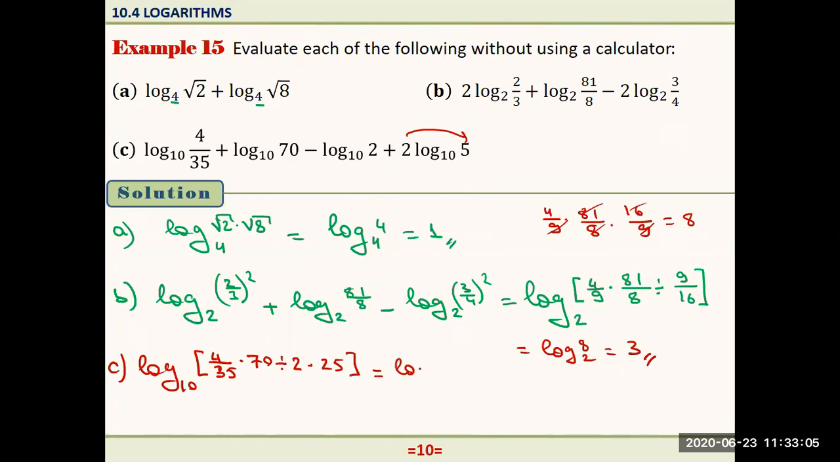Equals logarithm of, here we have 10. Here 70, 35, they cancel each other, 2 left here. 4 times 2, 8. 8 is divided by 2, it is 4. 4 times 25, it is 100. So 10 to the power, what number equals 100? That is 2. Right? Because 10 squared is equal to 100. Okay.